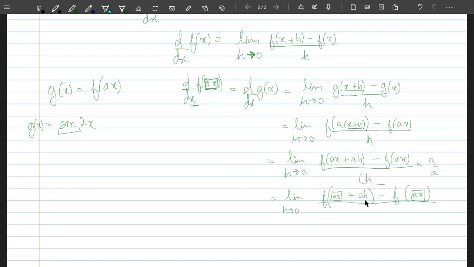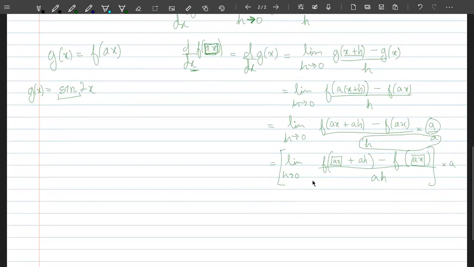So now that does not change any value because you're multiplying and dividing by a. And now in the denominator you have ah, and in the numerator there is a. That constant I will write outside. Let me put this in a bracket and write this a, because you're multiplying a limit by a constant, you can multiply inside or outside. However, we still have h approaching 0 here, so I'll change that and write it as ah approaching 0.